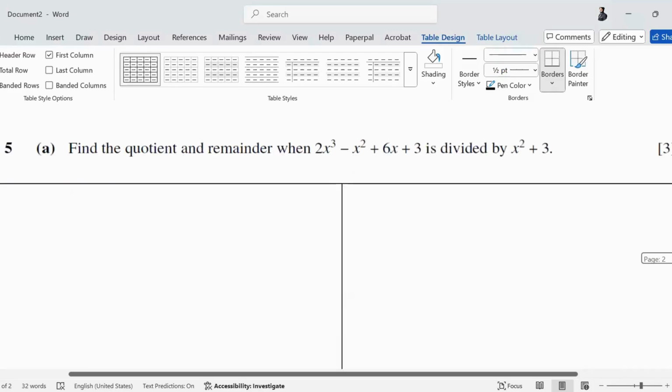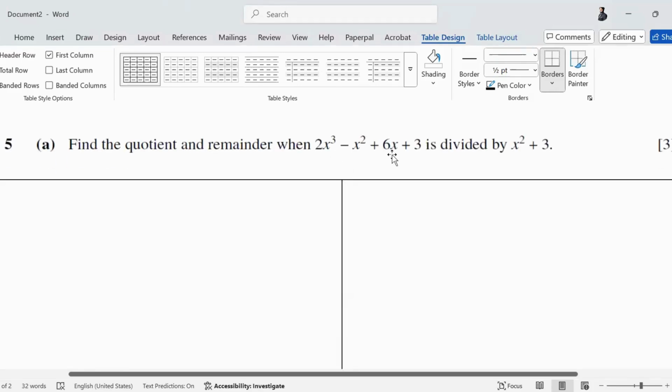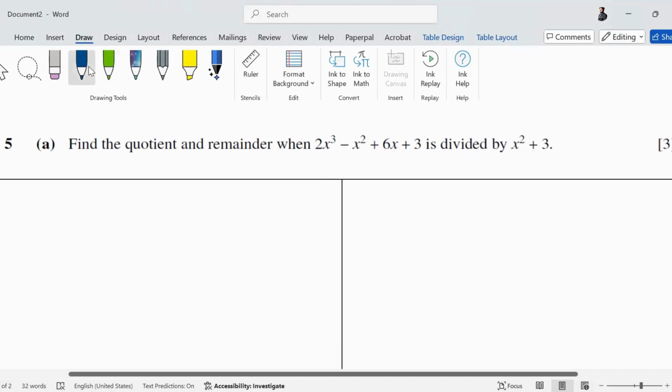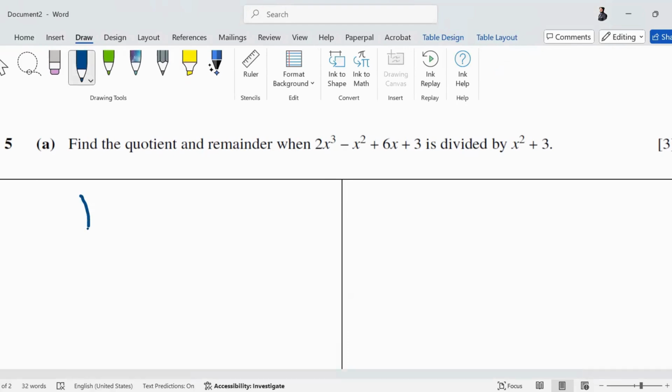Another past paper question in which 2x cubed minus x squared plus 6x plus 3 is supposed to be divided by x squared plus 3. Now, what do you see? Is there any term that is missing in this? If you ever get such a polynomial or divisor in which one of the terms from the middle is missing, you must do this to reduce your chance of error.